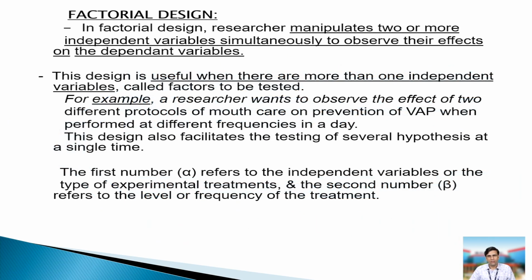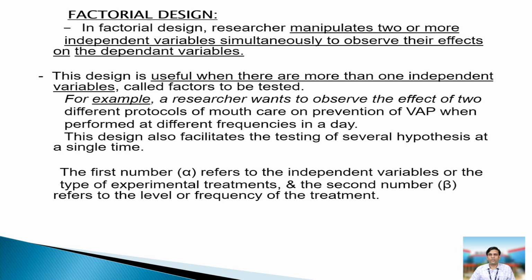In this design, the researcher manipulates 2 or more independent variables simultaneously to observe their effects on the dependent variable. This design is usually useful where there is more than one independent variable, called factors, to be tested. So here independent variables are known as factors, and more than one independent variable is taken to conduct a research. That's why it is known as factorial study or factorial design.